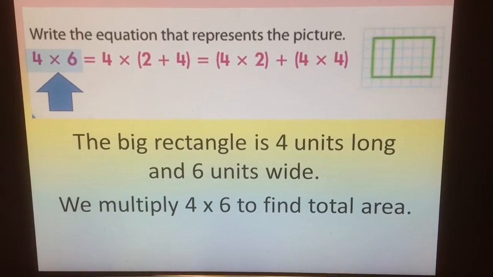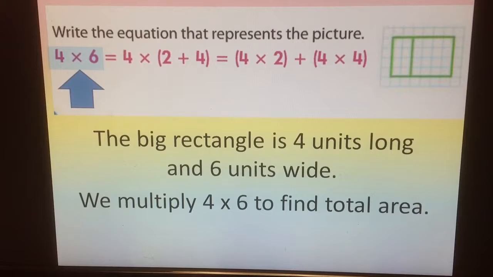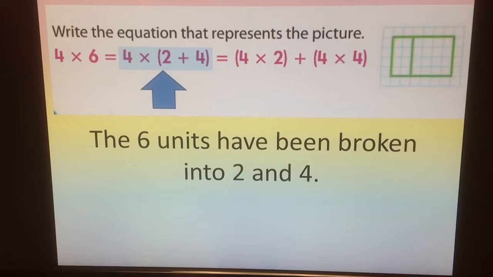So the big rectangle is 4 units long and 6 units wide. To find the total area, we start by multiplying 4 times 6. And we know 4 times 6 is 24, but what we're doing first is breaking apart that 4 times 6. Watch how my arrow moves here. Next, instead of saying 4 times 6, we're saying 4 times 6 equals 4 times (2 plus 4). Do you see how 2 plus 4 adds up to 6? So saying 4 times 6 equals 4 times (2 plus 4) is really two ways of saying the same thing.